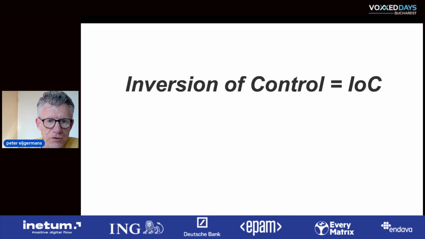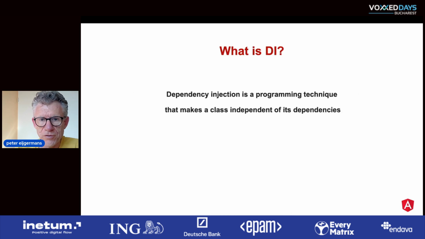You see here also the inversion of control principle: concrete classes are created somewhere else, at another place, not in the class itself anymore. And an implementation of inversion of control is dependency injection itself. Dependency injection is a programming technique that makes a class independent of its dependencies.